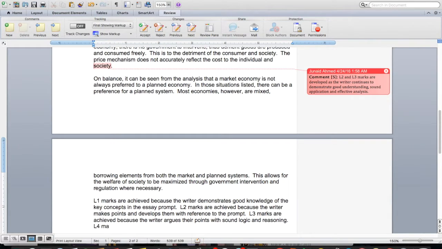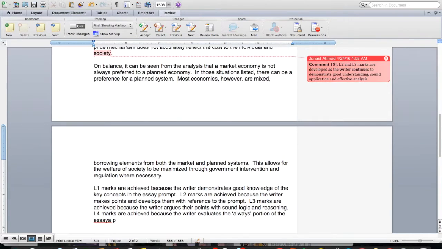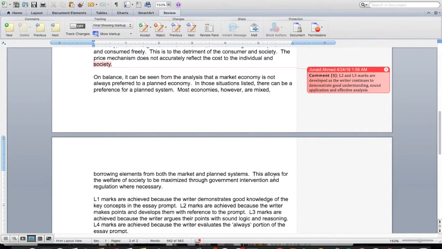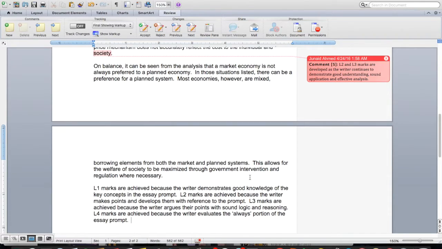L4 marks are achieved because the writer evaluates the always portion of the essay prompt. Right? We've answered the question. Like, is it always better? No, it's not always better, and we've explained to you why. And then you added this other element of discussing that most economies are mixed. So you're evaluating that actually it's not the case pretty much anywhere you go.